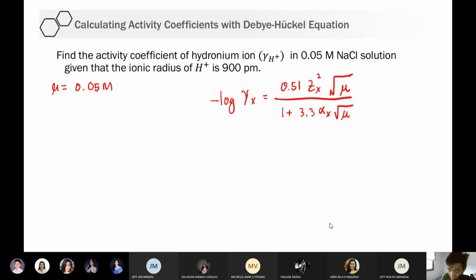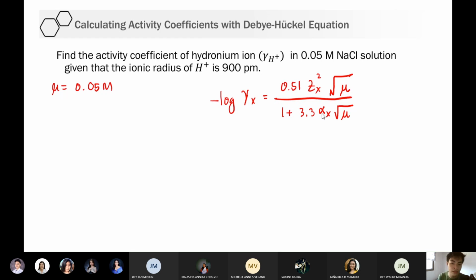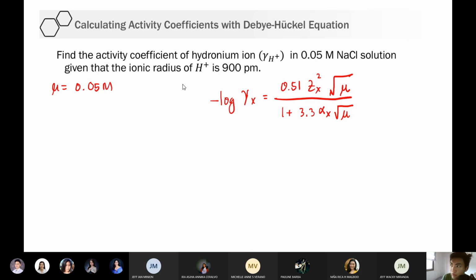So that is our Debye-Hückel equation. Take note that Z is the charge of your X, mu is the ionic strength, and alpha X is the hydration sphere, the ionic radius. Our ion of interest is H plus, so we are looking for the gamma of H plus. That means all the X values here have to be replaced by H plus. Just take note that X here is equal to H plus.